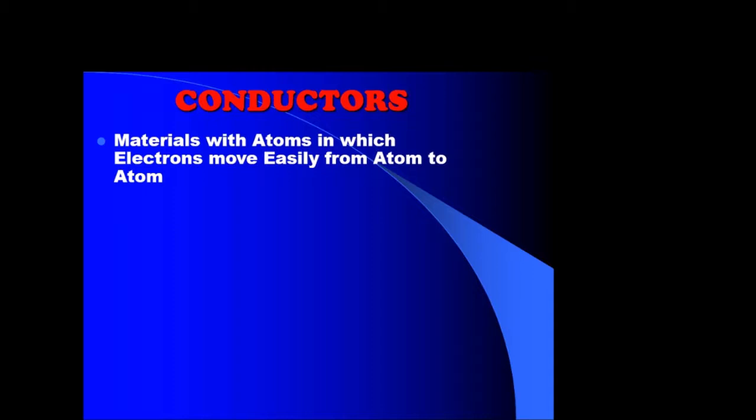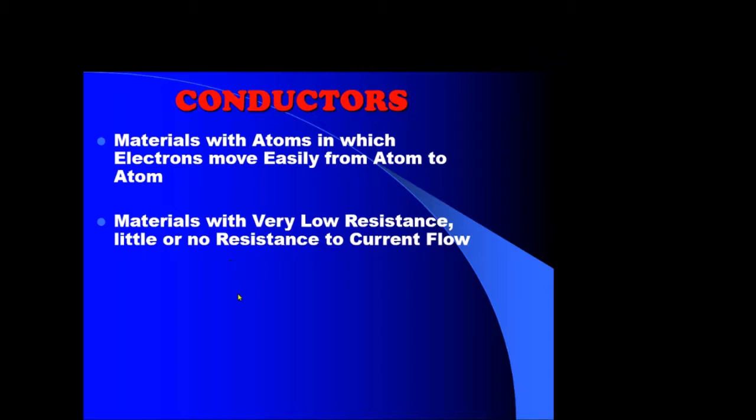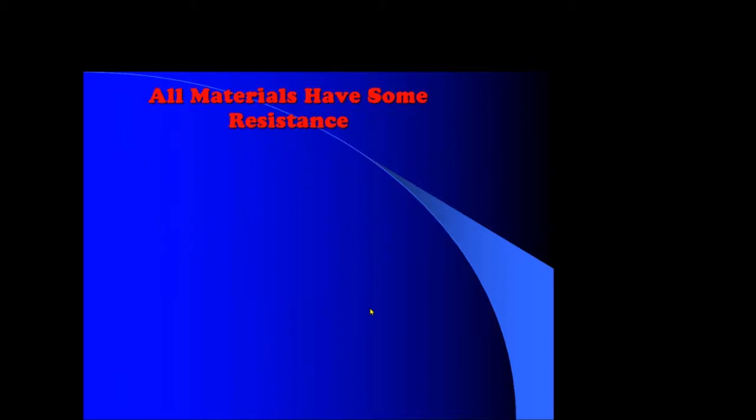All right, so let's take a look at some conductors. Conductors are materials with atoms in which electrons move easily from atom to atom, just like the copper atom that we looked at earlier, where it has that free electron and it's able to actually move that electron through the circuit. Materials with very low resistance, little or no resistance to current flow. A couple of examples, of course, would be your metals: silver, copper, gold, and aluminum. Those are all good conductors.